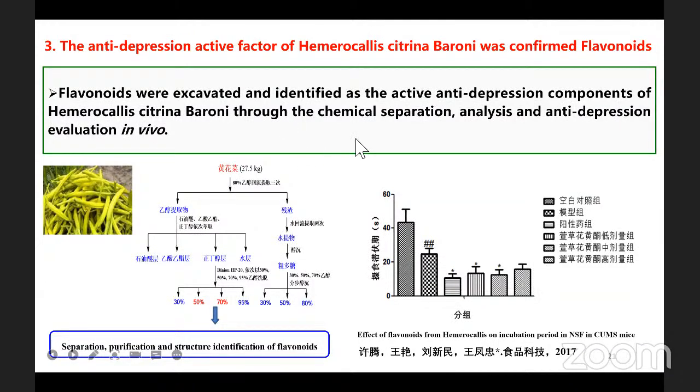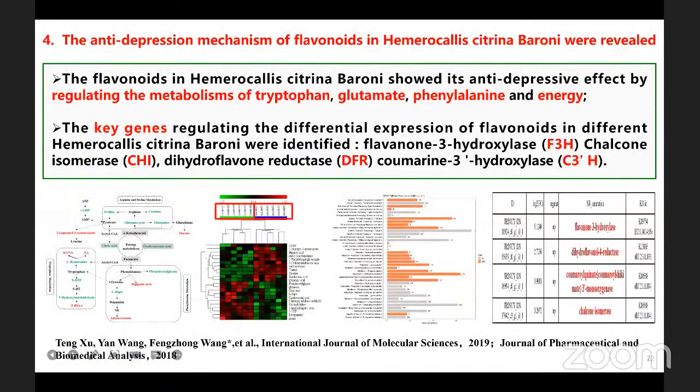showing the antidepressant effect, and the mechanisms showed that it's mainly by regulating the metabolism of tryptophan, glutamate, and energy. Then we analyzed the key genes regulating the differential expression of flavonoids in different Huanghua Cai. They are about F3H sites, DFR sites, and C3H sites.